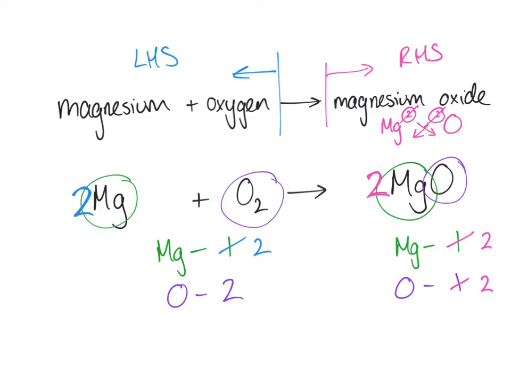But that's essentially the process of balancing an equation. It's essentially making sure that you have the same number of each type of atom on both the left hand side and the right hand side of the equation.